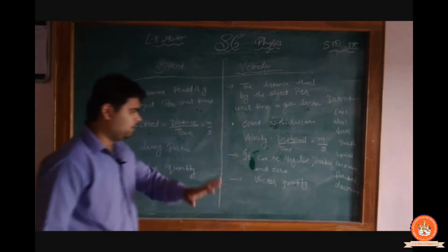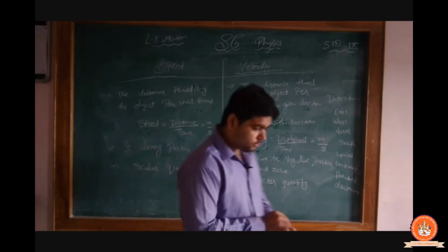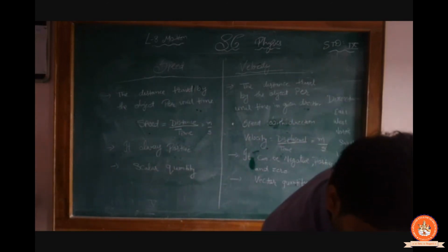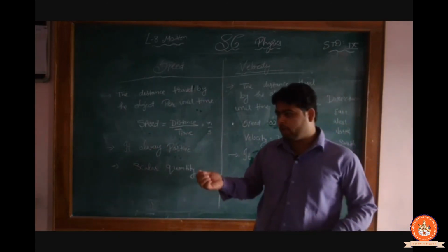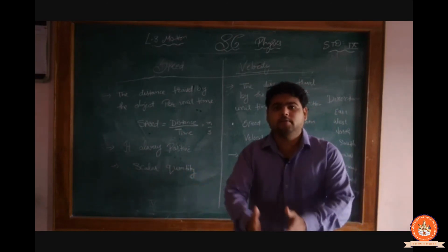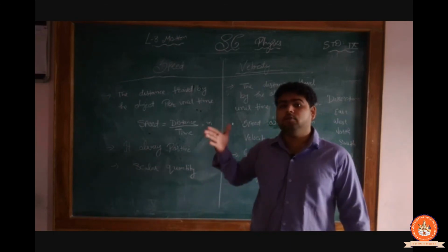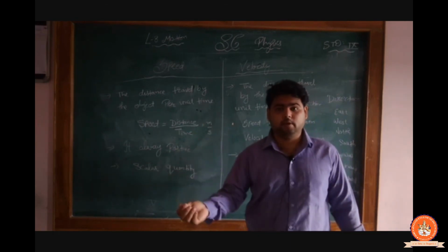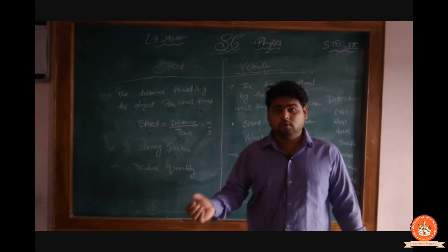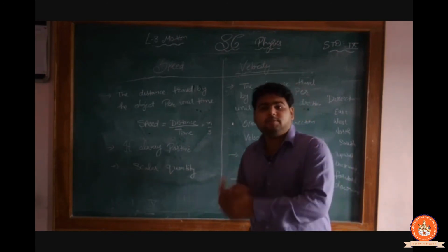Clear, bacha bhai? It's a vector quantity. Now we know very well that if a person is traveling in any street or crowded area, they are not supposed to travel in a straight direction with the same speed. They are traveling with different speeds.